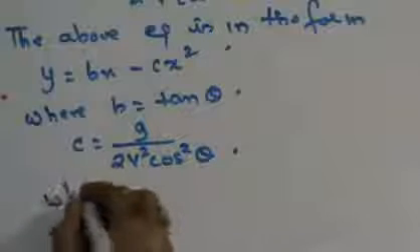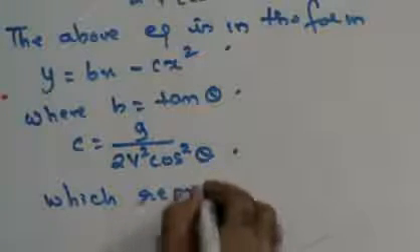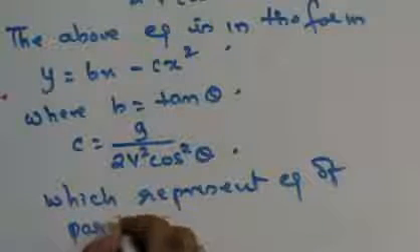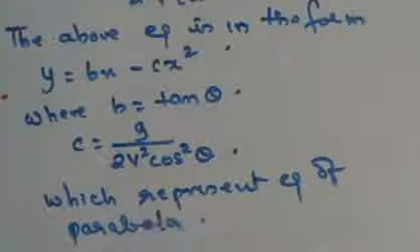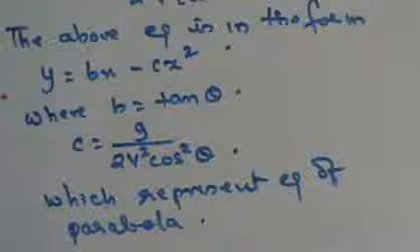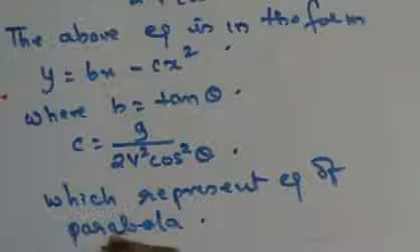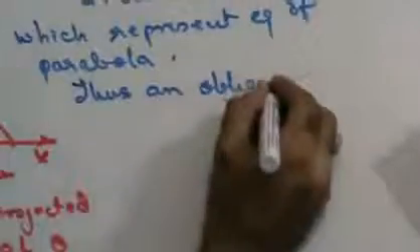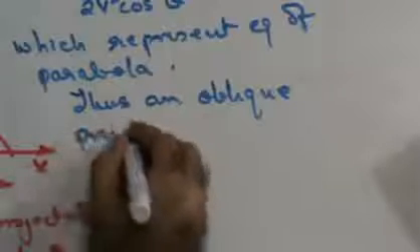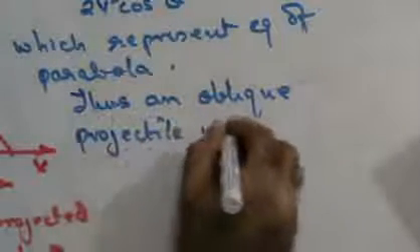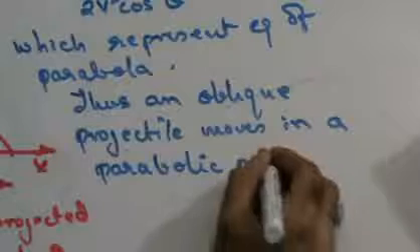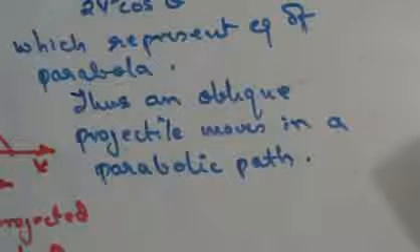Which represents the equation of parabola. Thus I can say an oblique projectile moves in a parabolic path. Thus, an oblique projectile moves in a parabolic path. Right? Do we get this thing here?